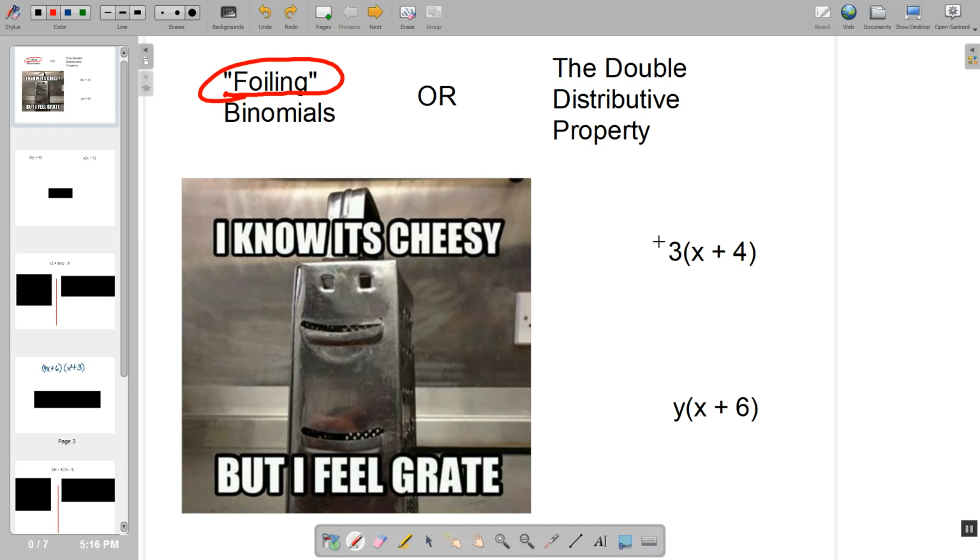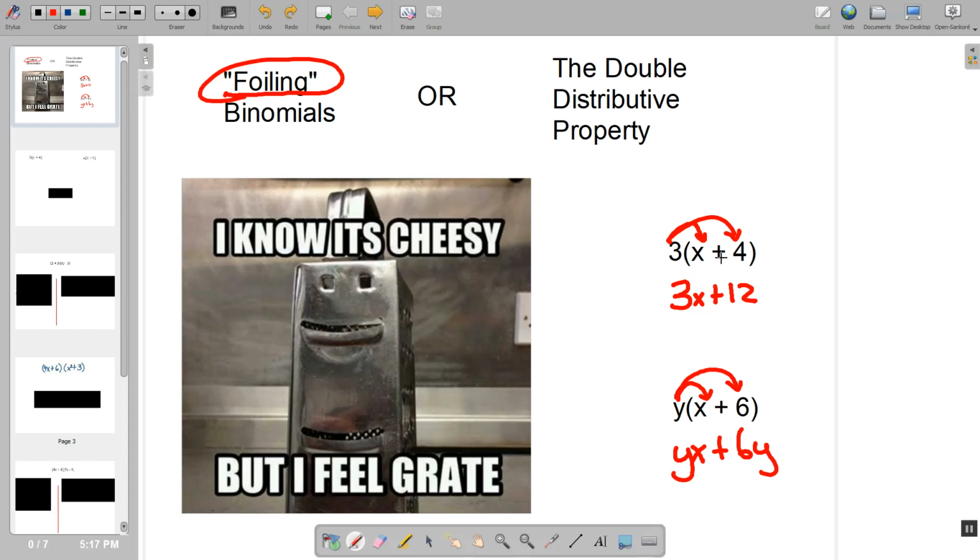So, reviewing the distributive property, that's when we have a number on the outside of a parentheses, and we can distribute the number to every term inside the parentheses and multiply. So, for example, this would be 3x plus 12, but the problem on the bottom is what we covered in the last topic or last section. So in this case, we would just get y times x as a standalone variable plus the variable 6y. So this is the single distributive property.